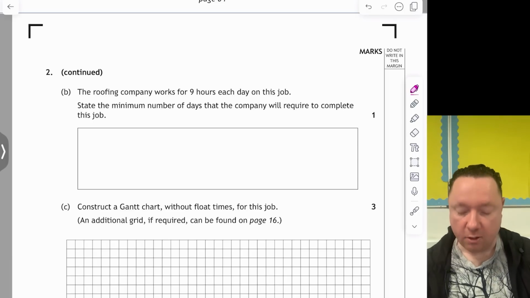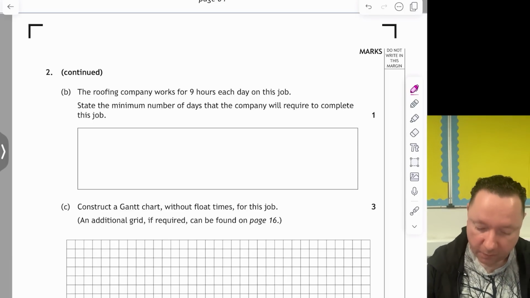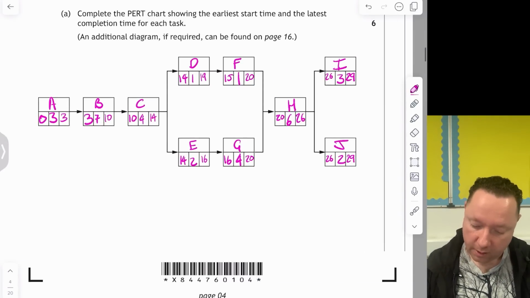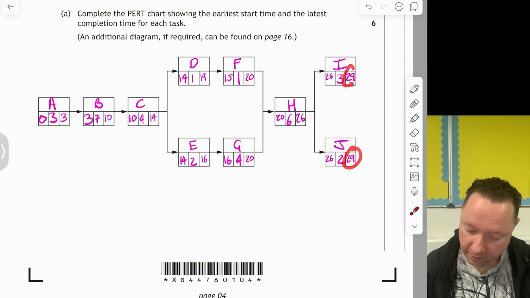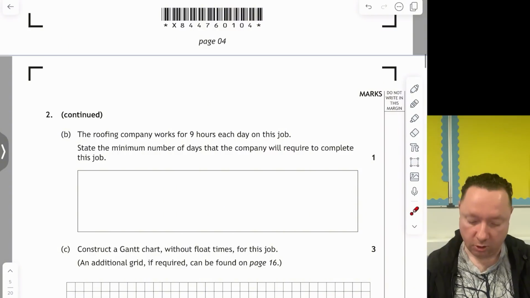The roofing company works 9 hours each day on this job. State the minimum number of days to complete the job. Well, how do I know how long it took them? The last number, 29 hours. So it took them 29 hours.